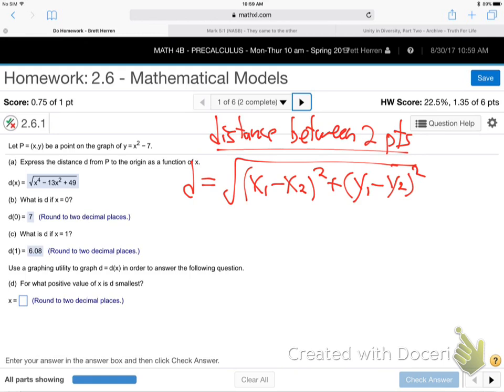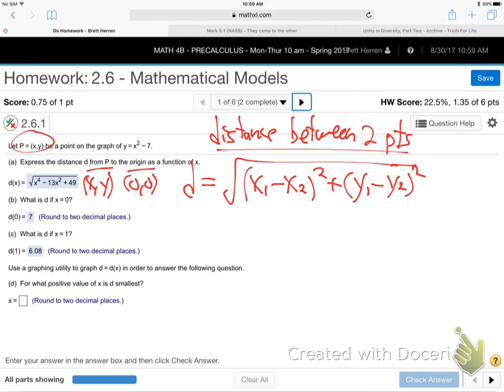We want to go the distance between what 2 points? Well, it says from P to the origin. What's the origin? 0, 0. And what's P? It says right here, xy. So we're going from xy to 0, 0. So those are the two. So we want a distance formula.